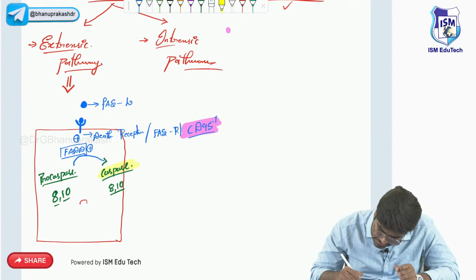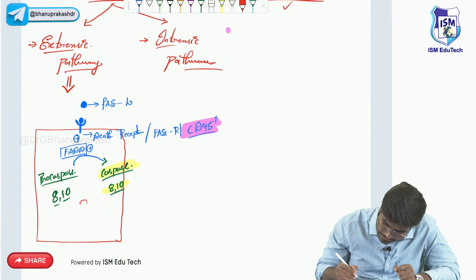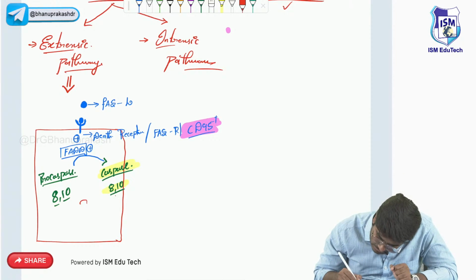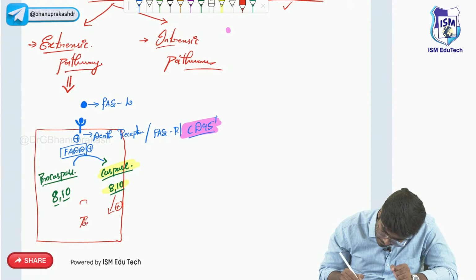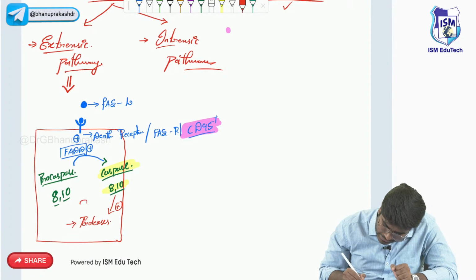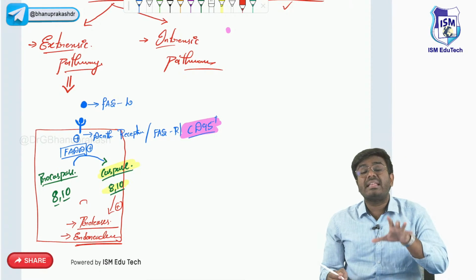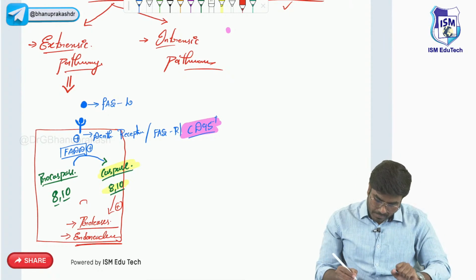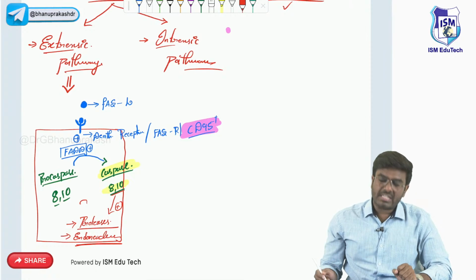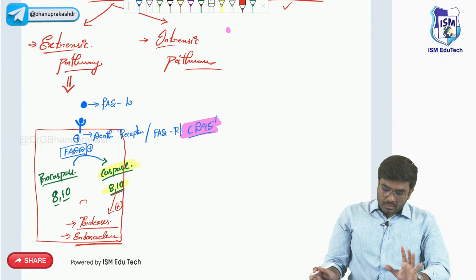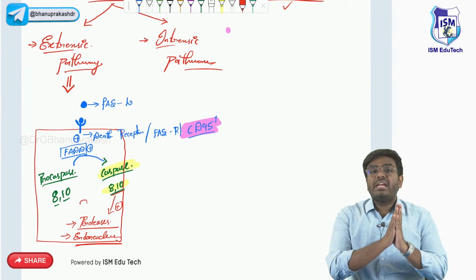Now what will these caspases do? These caspases are enzymes, right? They will activate proteases inside the cell. They will activate endonucleases inside the cell. So proteases and endonucleases in the cells are activated by these caspases. Now, this is what happens in the extrinsic pathway.